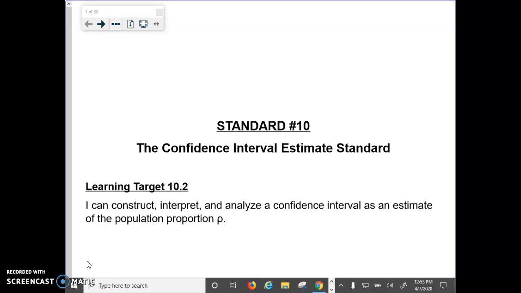In other words, we're still going to set up confidence intervals to estimate a population parameter, but instead of estimating the population mean, we're going to estimate a population proportion. So target 10.2 says I can construct, interpret, and analyze a confidence interval as an estimate of a population proportion. That Greek letter that looks like a P is actually called rho.